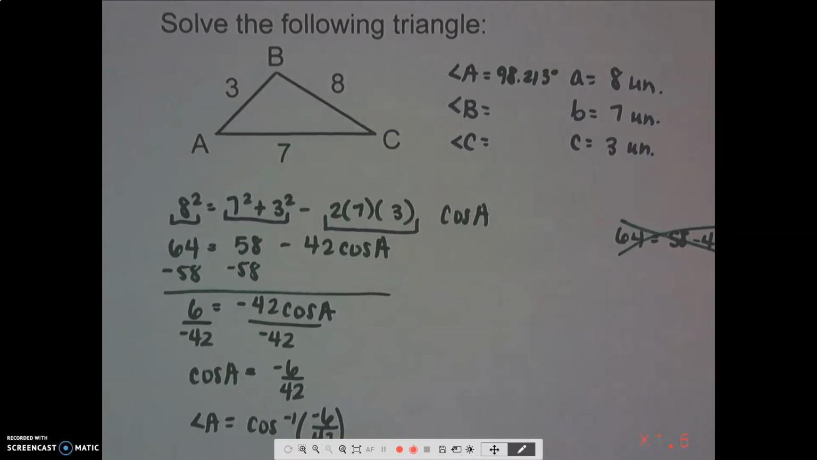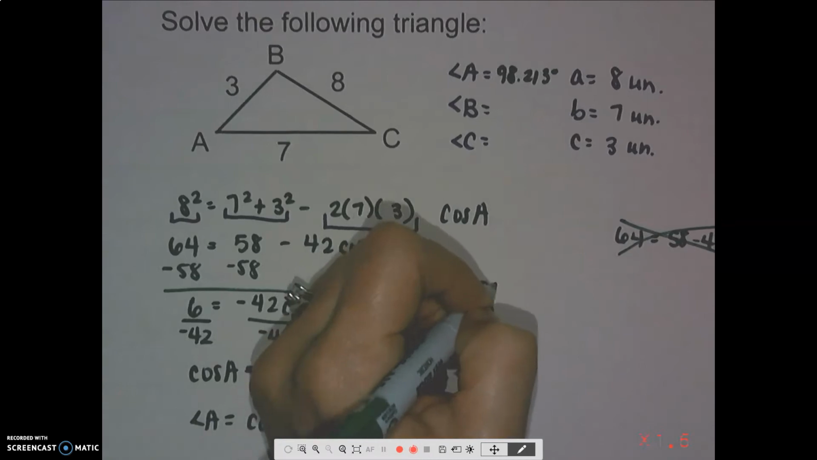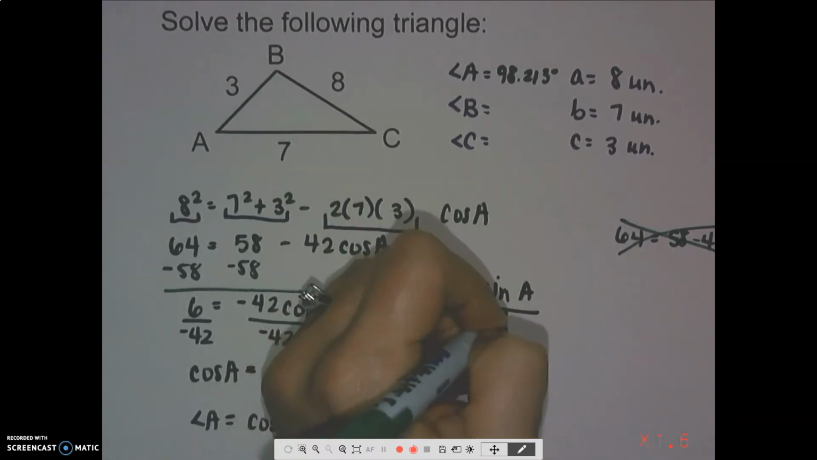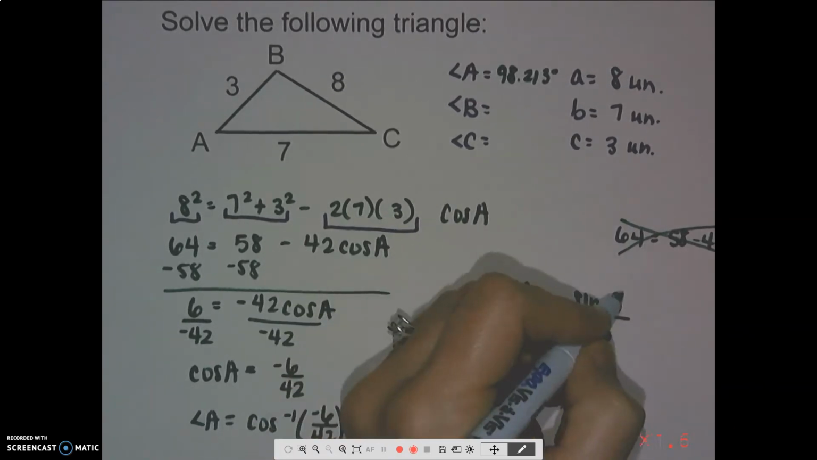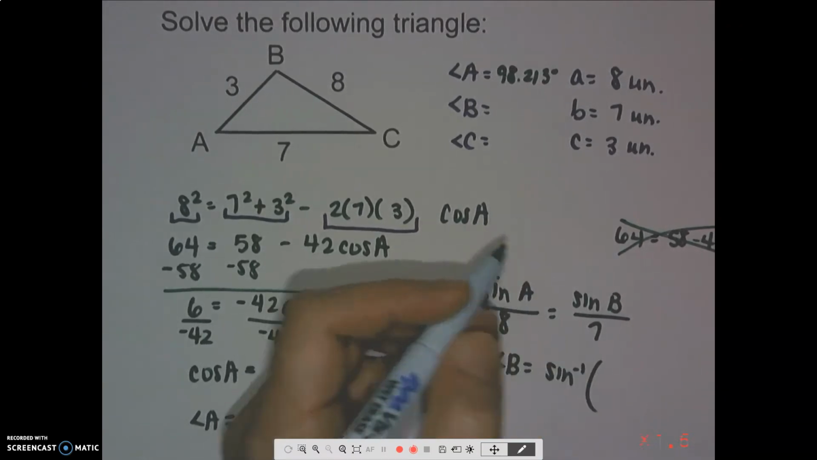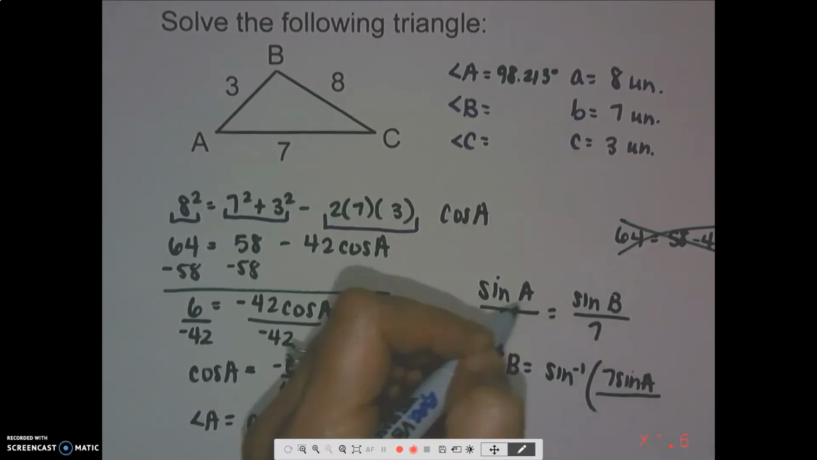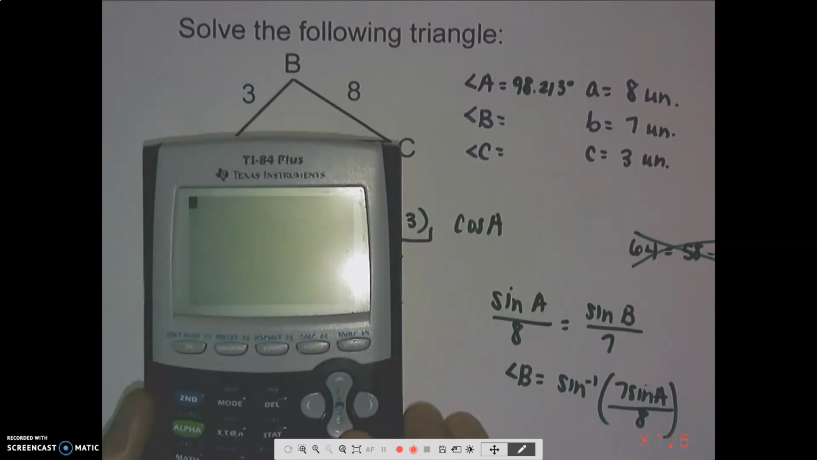And then from there, we are going to need to find another angle. So we now have an angle-side pair. I'm going to go ahead and store that as A, since that's what angle it is. So I'm going to do the sine of A over 8 equals the sine of B over 7. So we're solving for angle B. That means angle B would equal sine inverse of 7 sine A over 8. Doing that math really quick, sine inverse 7 sine, grabbing A, divided by 8 gives us 60 degrees.